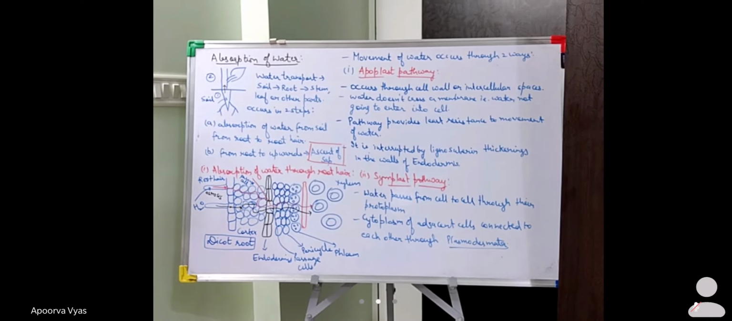Okay. So how will the water enter? First of all, the water will enter into the root hair from the soil. And how will the water enter into the root hair? It will enter through the mechanism of osmosis. As soon as it enters the root hair through osmosis, where will it go now? Into the epidermis layer.